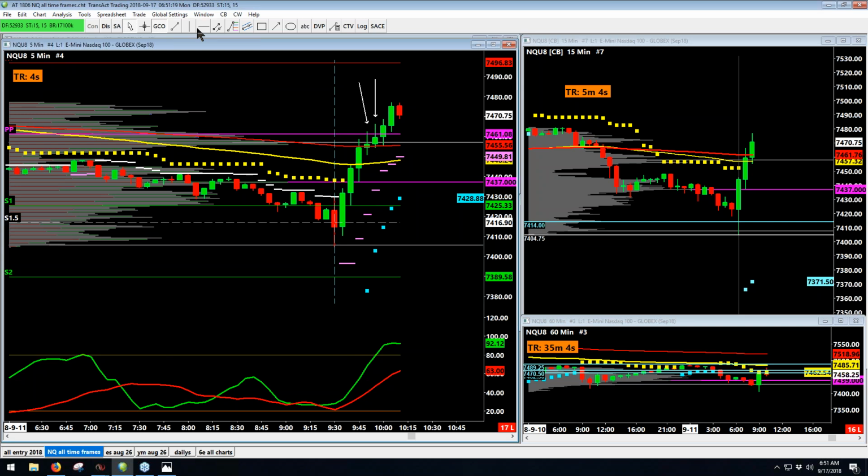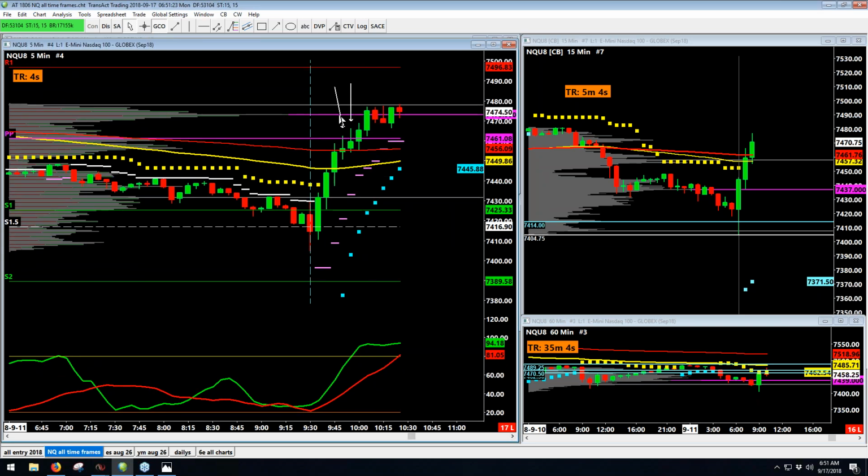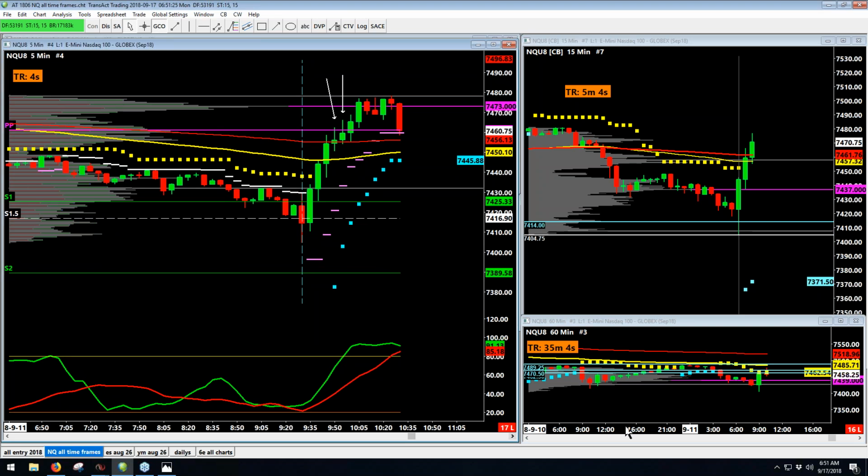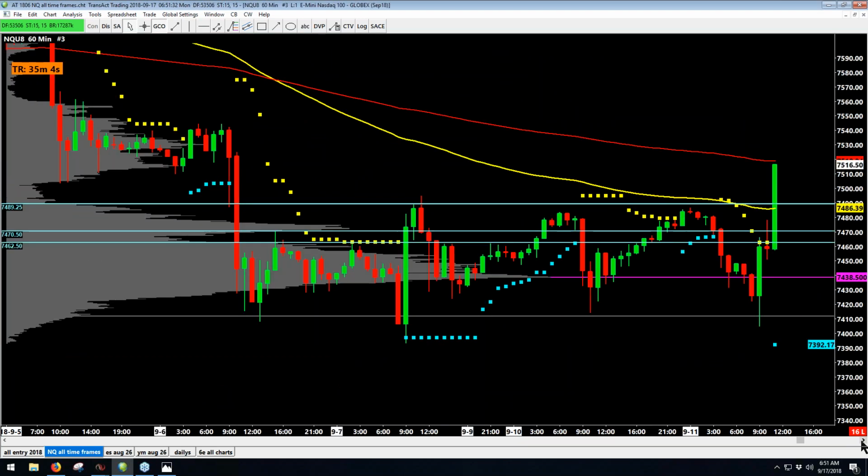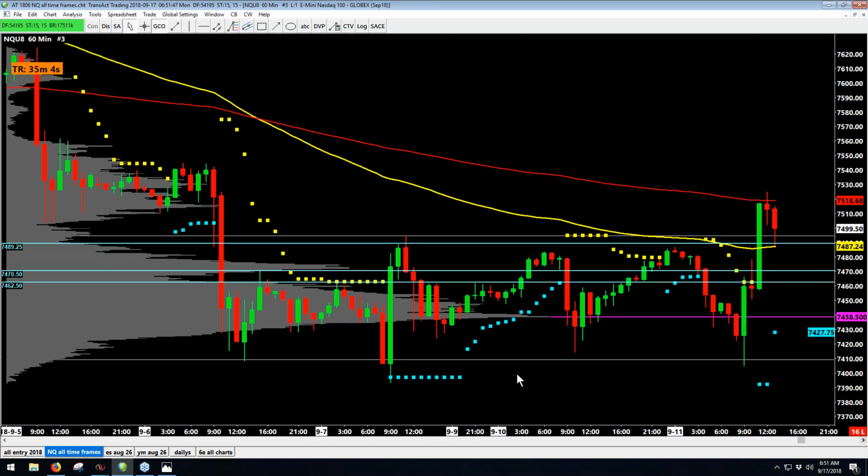So I can get in above the next tail, which would get me in at 66. And obviously you can see that it does work out. And what I want to point out on the 60-minute here again is that when it does break out, it manages to trade up to that next high volume area up here. So obviously it works out in a big way.